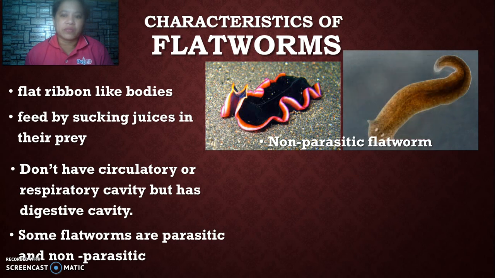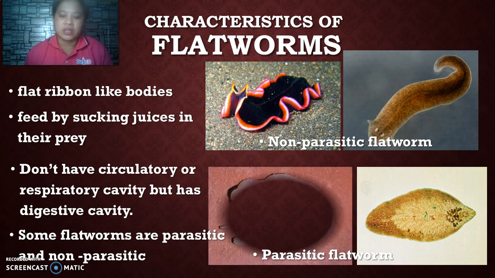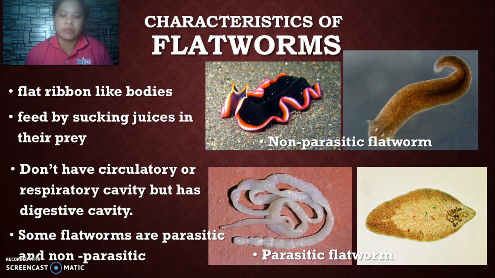And a flatworm can be found in the pond. This kind of flatworm we call a planarian. These are the non-parasitic flatworms, and we also have the parasitic flatworms, the liver fluke and the tapeworm. This tapeworm is a parasite in the human body and also in animals.